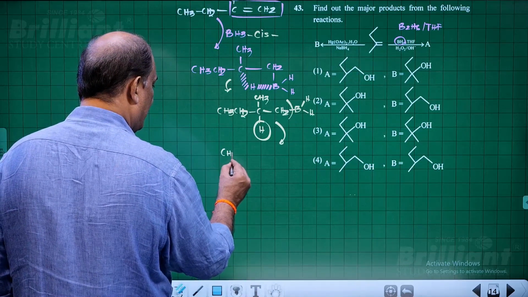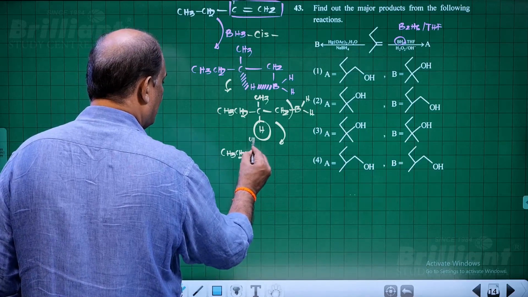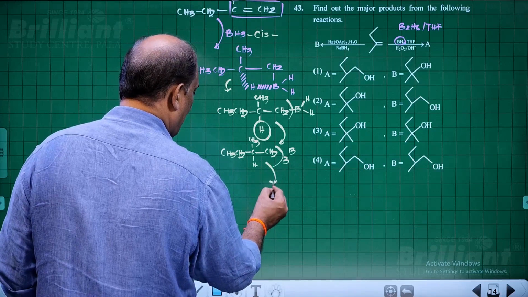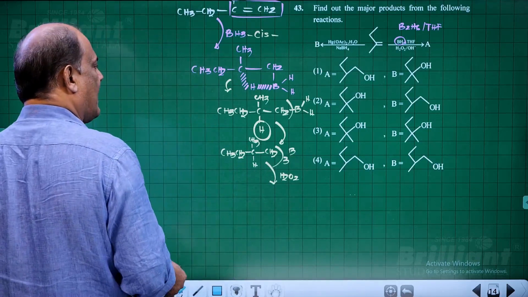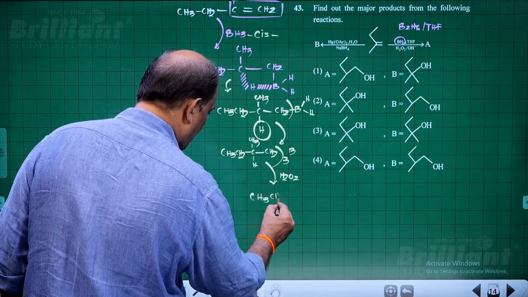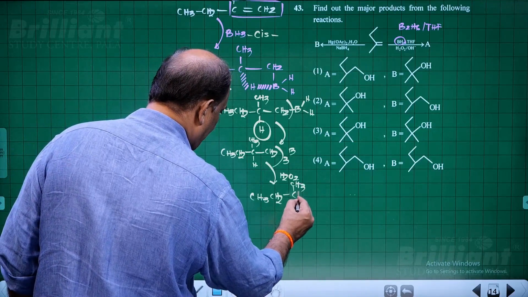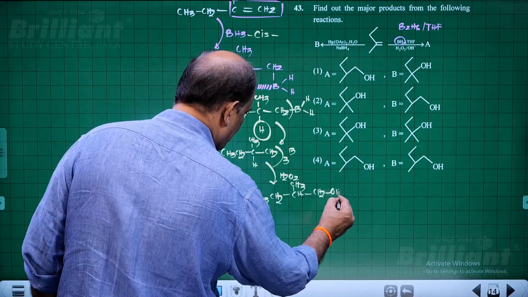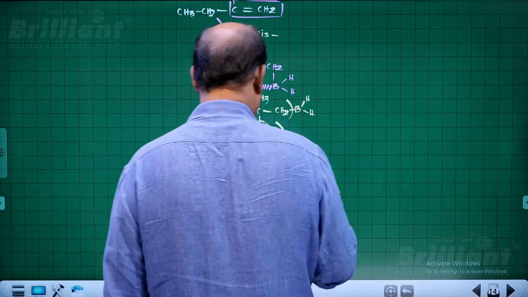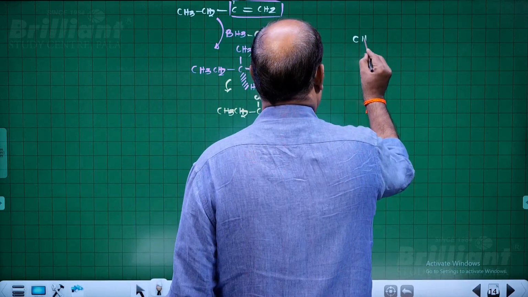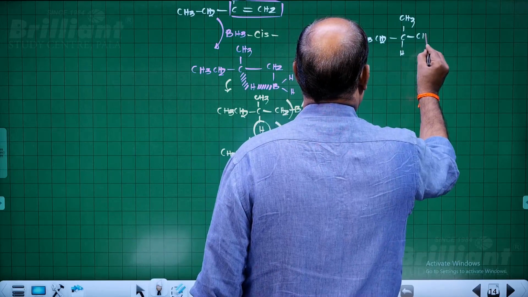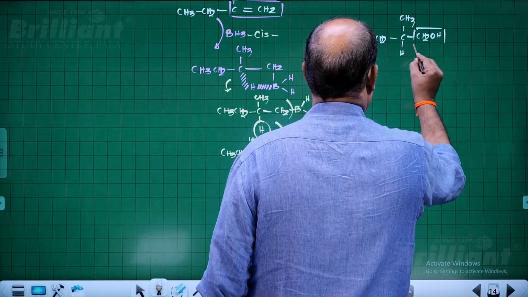Now CH3, CH2, CH3, hydrogen. On hydrolysis, wherever boron is attacking the less hindered carbon, it is converted into OH on oxidation with base. The less hindered carbon is converted to CH2OH. So the product is CH3, CH2, CH3, hydrogen, CH2OH. Cis addition, anti-Markovnikov addition.